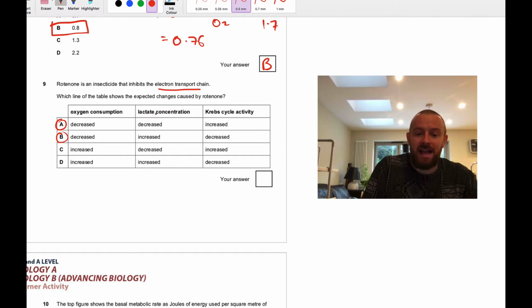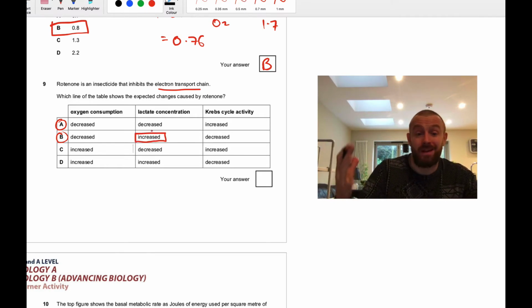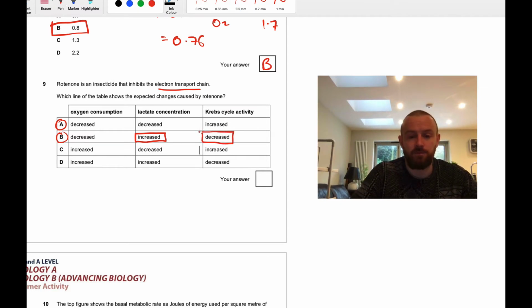Will it affect lactate concentration? You would expect it to increase, because it would cause anaerobic respiration to occur more frequently. So therefore B would increase. And just check that this one makes sense. Krebs cycle activity, yes, we would expect it to decrease, because that's part of the mitochondria and aerobic respiration. So B is the answer.